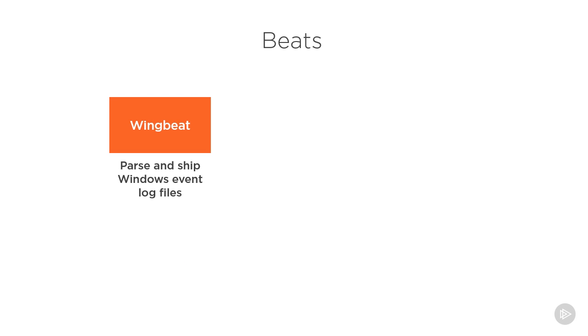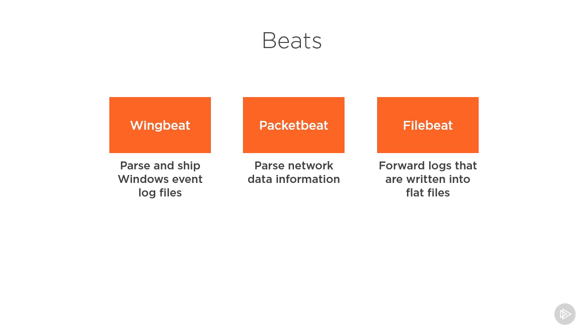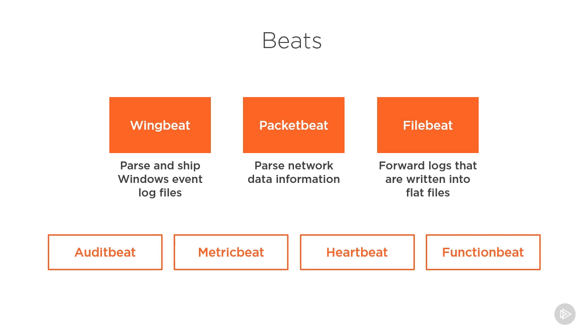Starting with Winlogbeat, this can be used to parse and ship Windows event logs. Packetbeat will sniff network traffic and parse it to extract flow and protocol information. Filebeat is used to forward logs that are written into flat files. These are the main ones that we'll be using, but there are also many other Beats, such as Auditbeat, Metricbeat, Heartbeat, or Functionbeat.